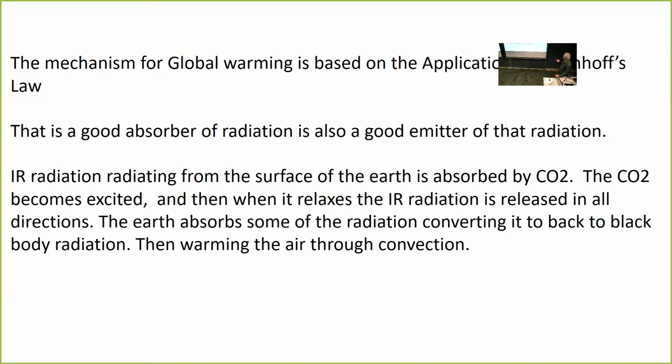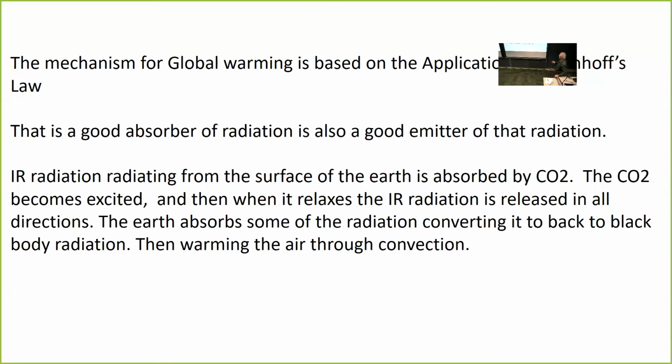The Earth absorbs some of the radiation, converting it back to blackbody radiation. Then warming of the air happens through convection. So essentially, the radiation is coming up from the Earth. It hits the CO2. The CO2 absorbs that radiation from one direction, but it releases it in all directions. Because the ground absorbs that radiation, there's a net direction down towards the Earth. So there's less of it going up the atmosphere, more of it's coming down to the Earth. And that's where they get that forcing mechanism and what they call the greenhouse effect.